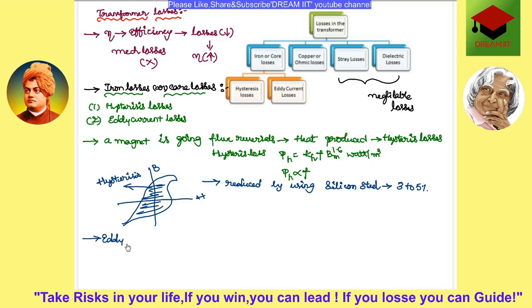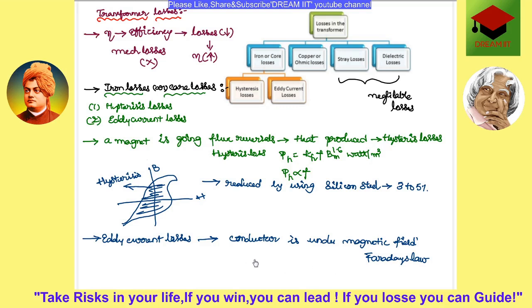What is the meaning of the eddy current losses? If you see the eddy current losses, when a conductor is under a magnetic field, EMF will be induced in the conductor. That is from Faraday's laws, which we already know. So due to that EMF, for example, if you consider this is the conductor, EMF will be induced in the conductor.